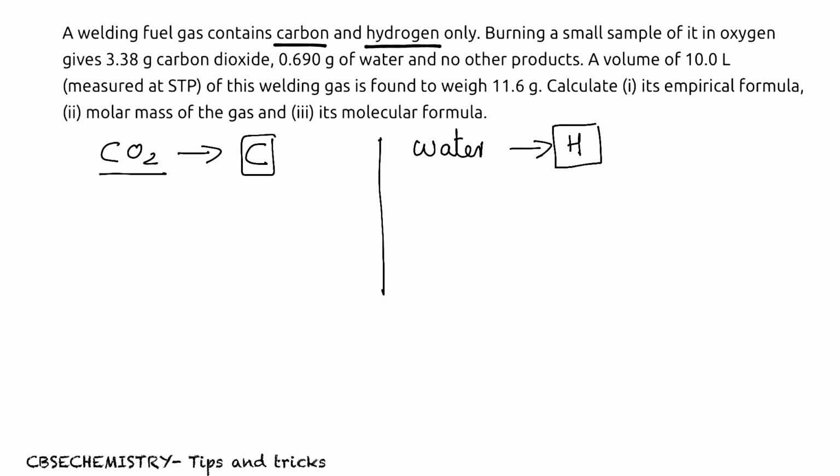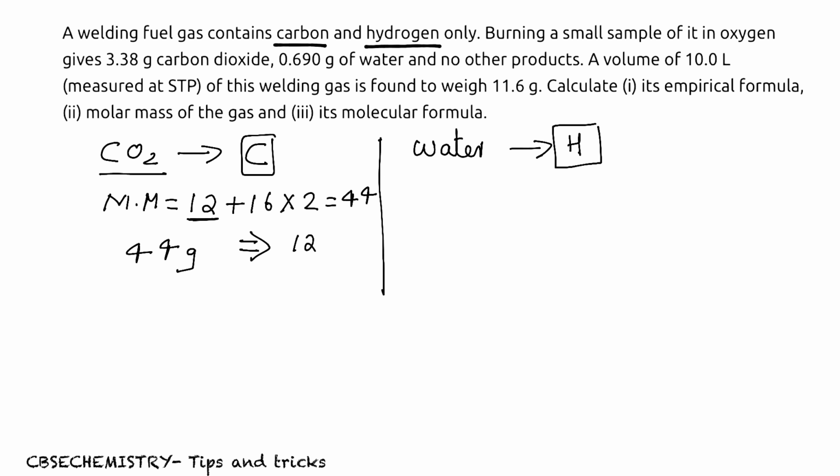What is the molar mass of carbon dioxide? Carbon is 12 plus oxygen is 16, and 2 oxygens are there, so 44. So what is the meaning of that? 44 gram of carbon dioxide contains how much carbon? 12 gram of carbon, correct? 44 gram of CO2 contains 12 gram of carbon.